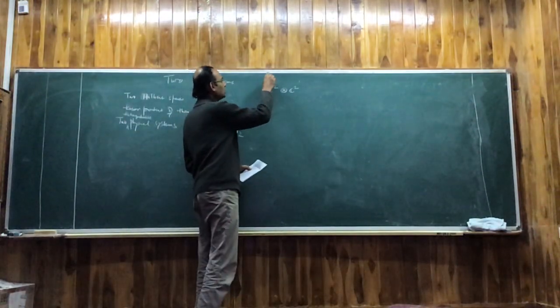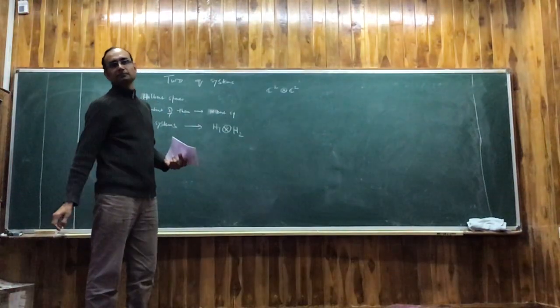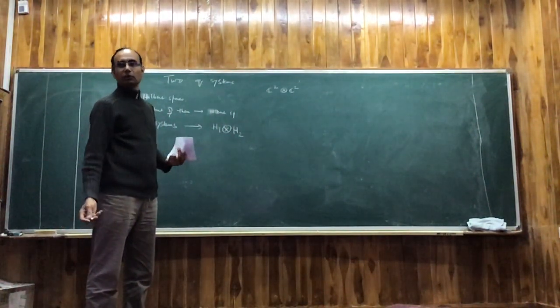So then for two spin-half particles which are distinguishable, we will represent it like this. And the corresponding Hilbert space will look like this. It's a four-dimensional space.